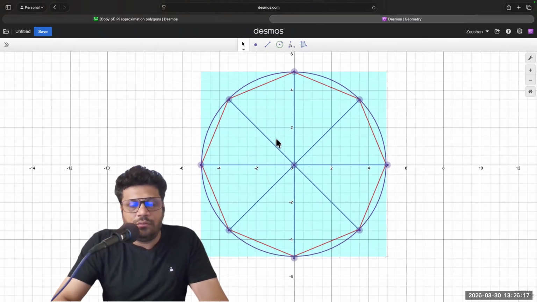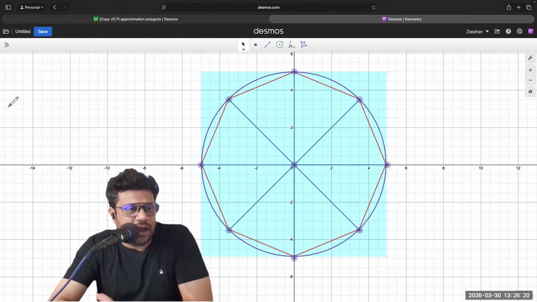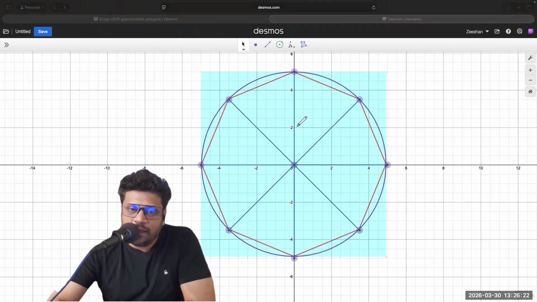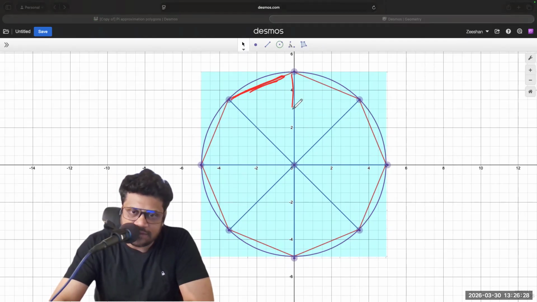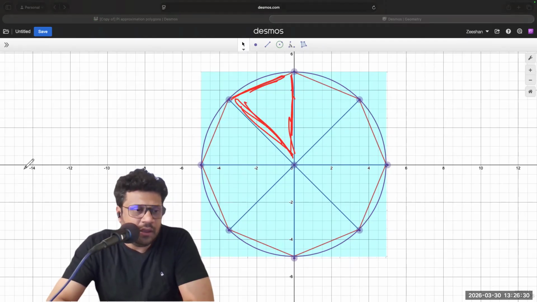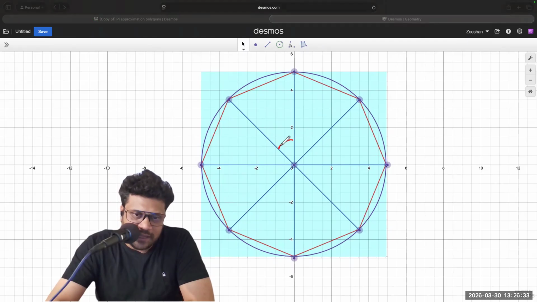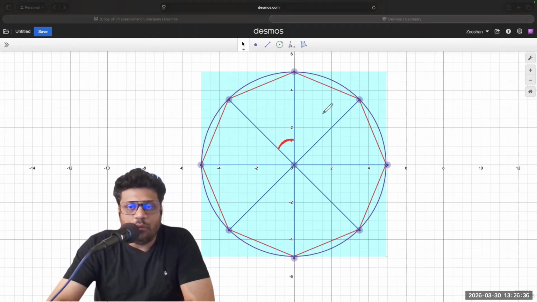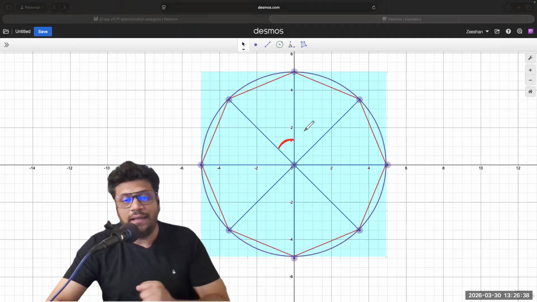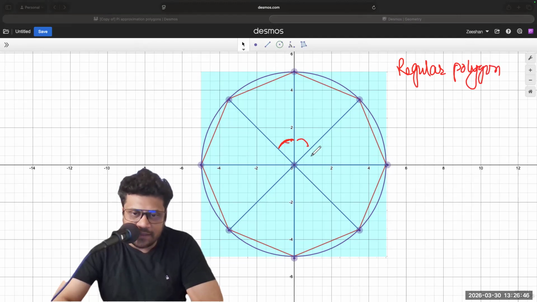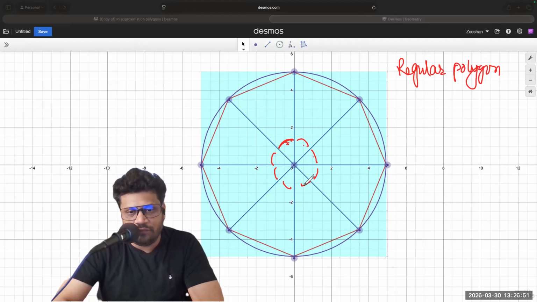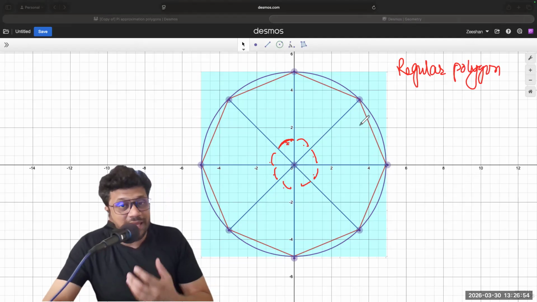Now, what we have here is an octagon, so there are 8 sides to it. Let's look at this triangle. When I look at this triangle, I know that this angle is supposed to be 1/8 of 2 pi. Why? Because it's a regular polygon. So I know that these angles, 1, 2, 3, 4, 5, 6, 7, 8, should be equal.